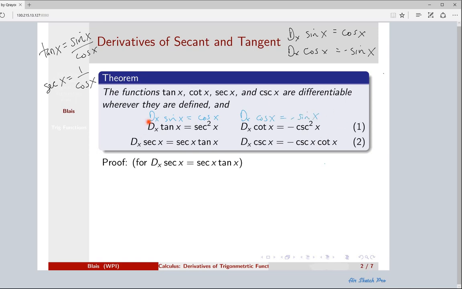And you can see here the pattern. If the trig function has a co at the beginning, its derivative has a minus sign. If there is no co at the beginning of the name of the trig function, there is no minus sign in front of its derivative. So this shows you why the trig functions were chosen, why tangent of x is sine over cosine rather than cosine over sine.